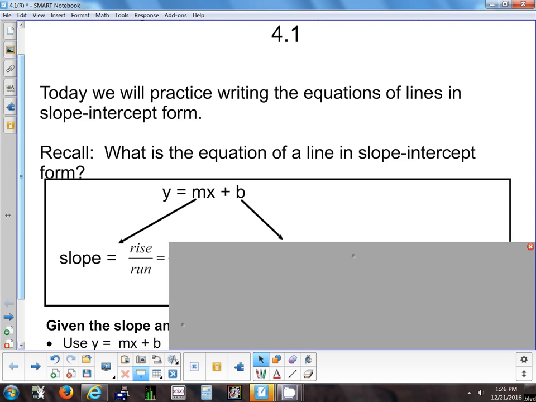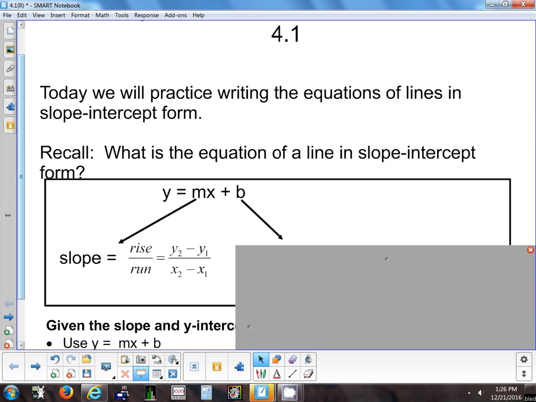Yep, Kaylee? So we're starting with y's. I think that's a good start, because the y's do go on top. But what do we do with them? It's y2 minus y1 over x. Yeah, so it's minus, right? So if you have two coordinates, and they ask you to find the slope, you take the second y value minus the first, divided by the second x value minus the first.